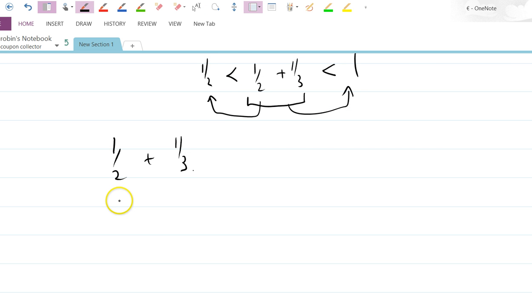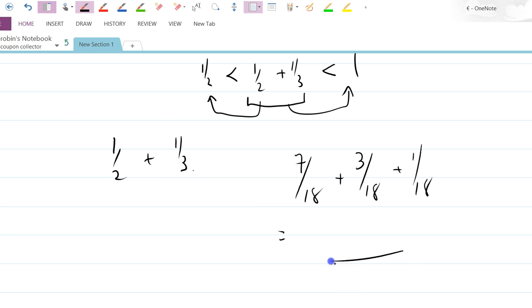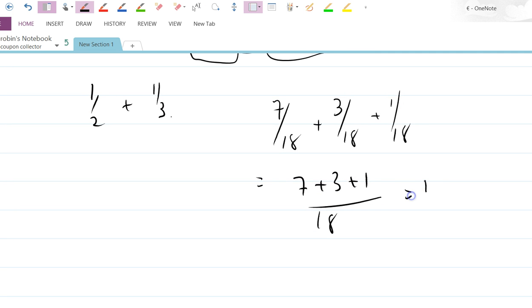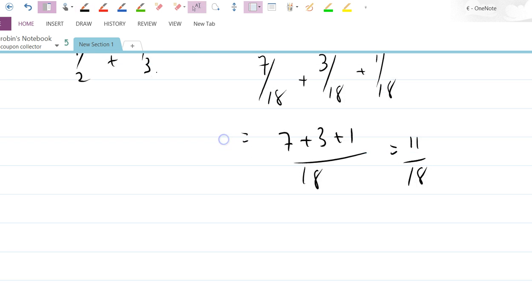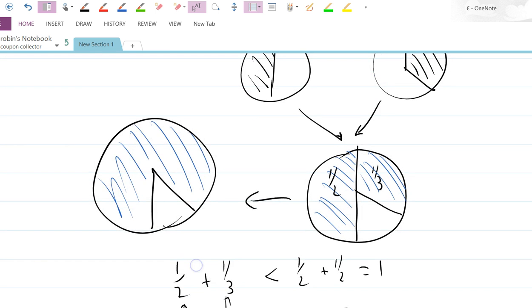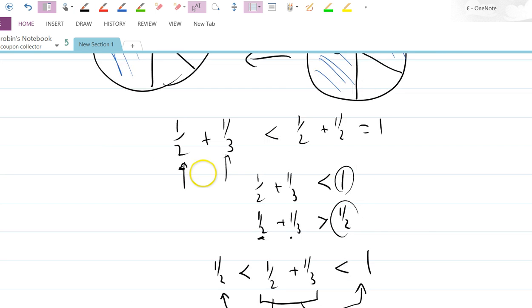Now, I've got these two numbers here, 2 and 3, and what I want to do is to make them both the same thing. You'll remember that if I have 7/18 plus 3/18 plus 1/18, let's say, then I can just add them together: 7 plus 3 plus 1 all divided by 18, which is 11/18. But if I have, say, a half plus a third, it's not entirely straightforward. It's not entirely obvious what to do.